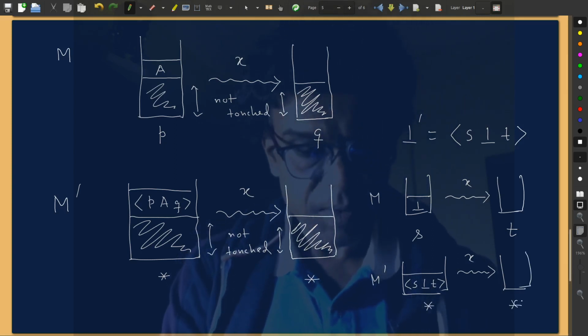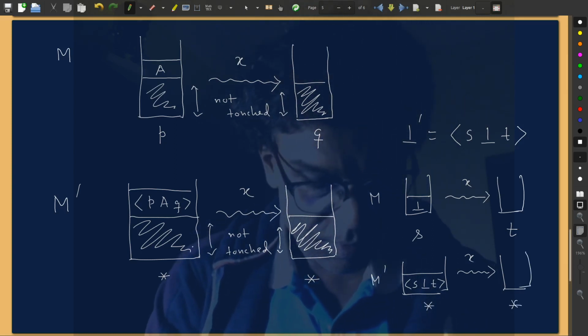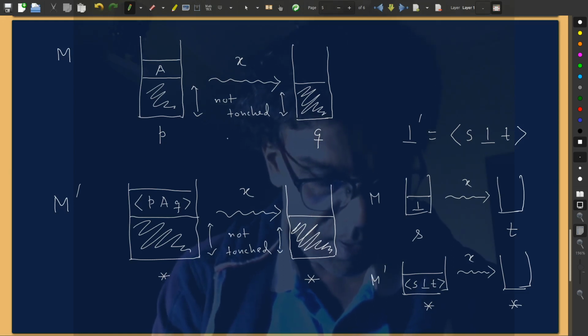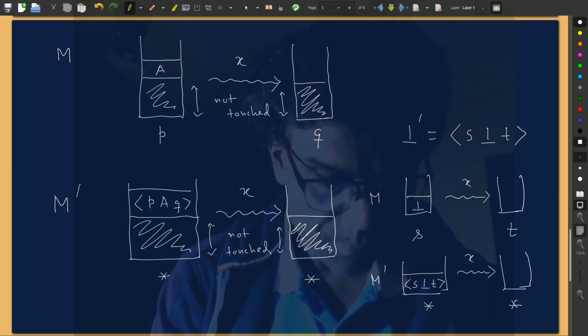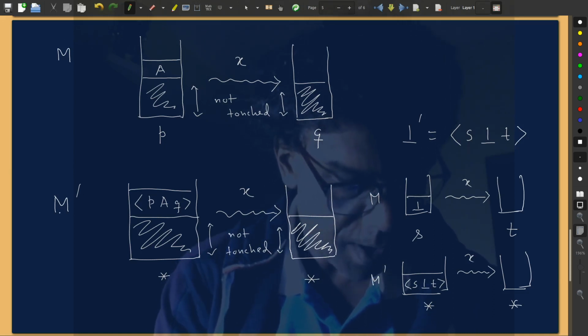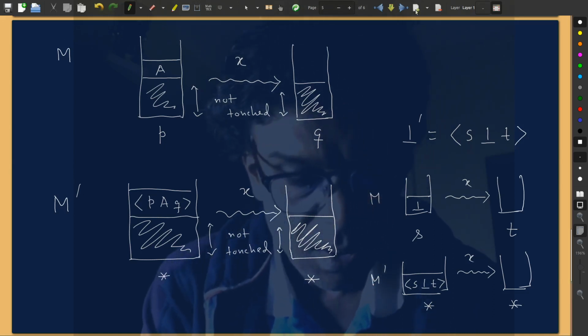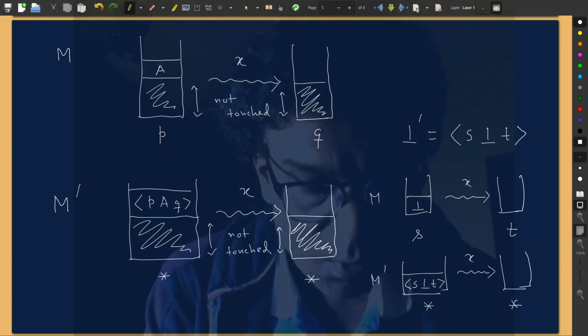Okay. So the big question is, how do I convert transitions of this form to this form? That is, from a form of M to a form of M prime. Let us see what we can do for that matter.